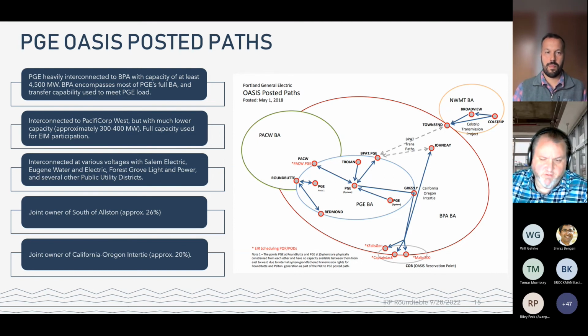Bonneville's line is the big 500 kV line that runs from what's known as Alston, hence the name south of Alston, to their Keeler substation in the Hillsboro area. Thank you. That was really helpful.